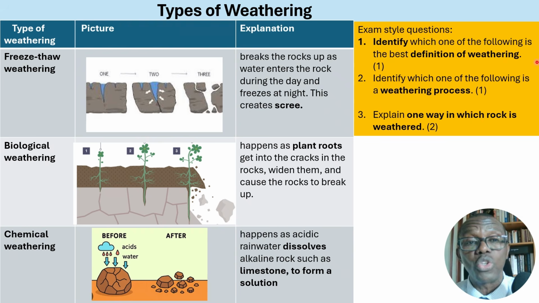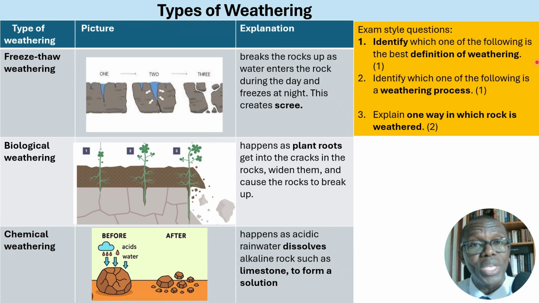So that is freeze-thaw weathering, and is likely to take place mostly in the upland landscapes here in the UK, because that is where we have huge variation in temperature. So daytime temperatures obviously will be above freezing, and then nighttime temperatures will drop below freezing such that that water will freeze. And then we have biological weathering.